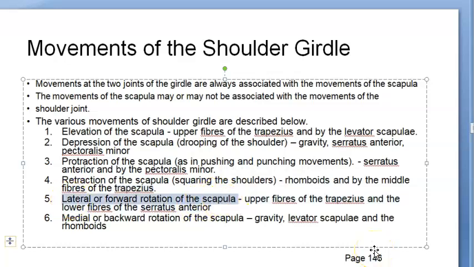Overhead abduction of your arm, lateral or forward rotation of the scapula. You need to do what? You need the upper fibers of trapezius and the lower fibers of serratus anterior. Whenever they say forward rotation of scapula, serratus anterior will always come in forward movement, remember. And you can guess the trapezius because you're taking it above, right?